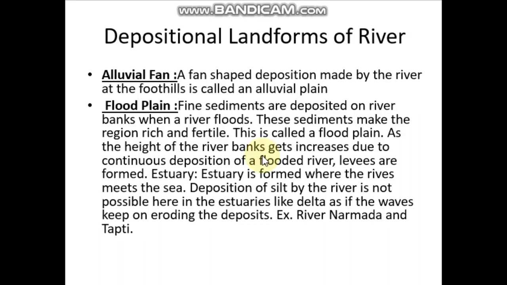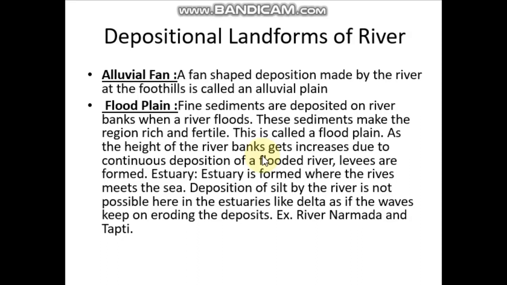See, what do you mean by this estuary? Where the river has met the sea. The river and the sea meeting area. Both of these meet in one place. That place is considered as an estuary.